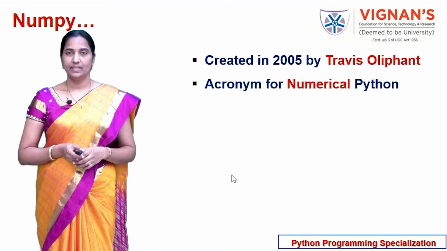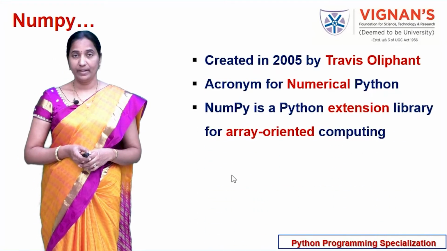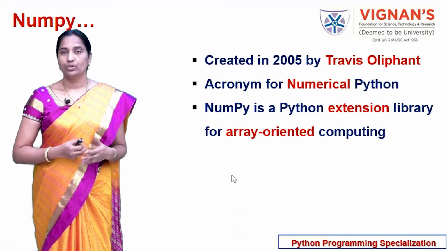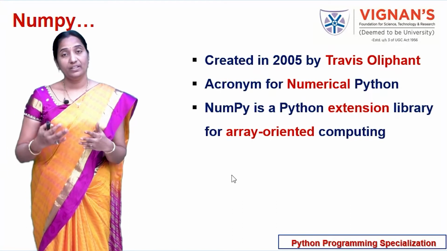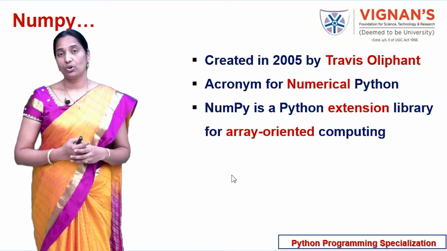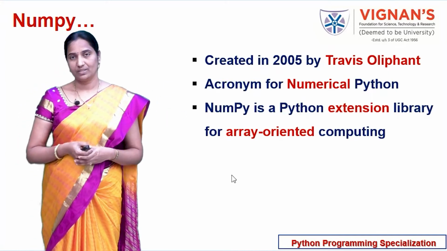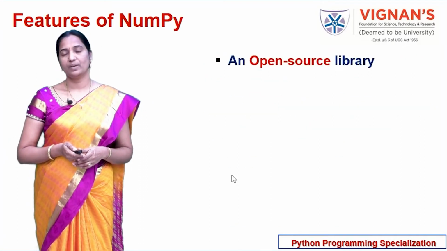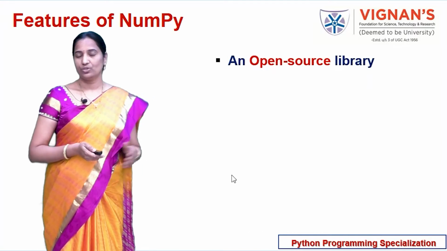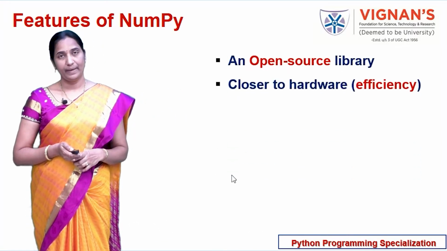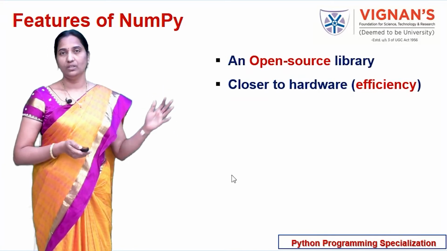NumPy is a Python extended library for array operations or matrix operations. It supports the creation and processing of n-dimensional matrices or n-dimensional array objects. That is what NumPy is. Now let us see the various features supported by the NumPy package. Of course, it is an open source library, an extended version of Python, and it is closer to the hardware.